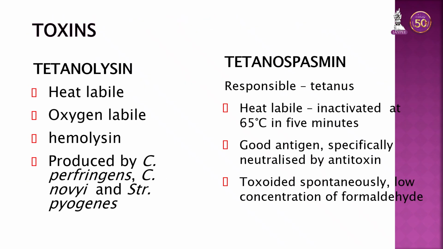Now we'll see the toxins in a little more detail. First is tetanolysin. It is heat labile and oxygen labile. This hemolysin property is also produced by Clostridium perfringens, Clostridium novyi and Streptococcus pyogenes. Then tetanospasmin is responsible mainly for tetanus. It is heat labile, inactivated at 65 degrees Celsius in 5 minutes. It is a good antigen and is specifically neutralized by antitoxin. It can be toxoided using a low concentration of formaldehyde, and that toxoid can be used as a vaccine.